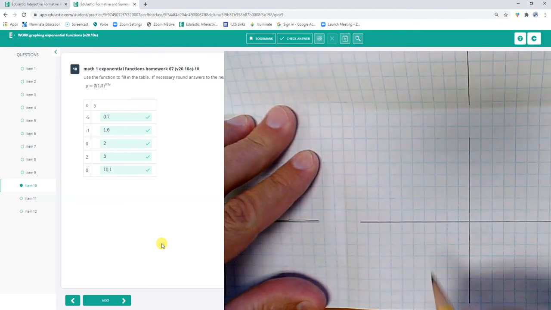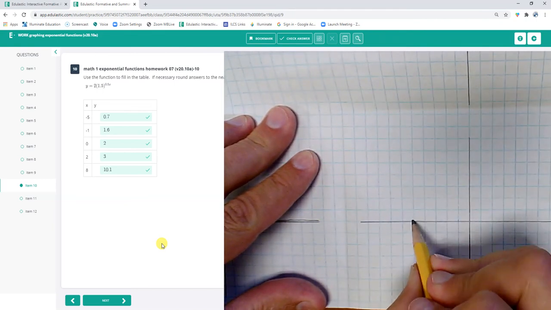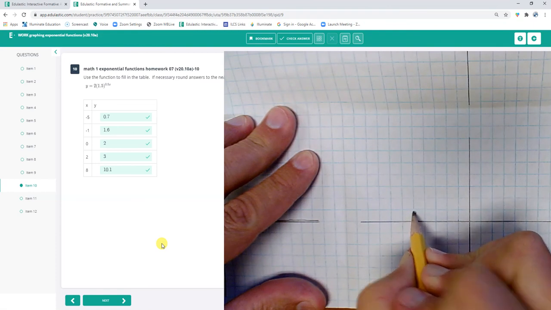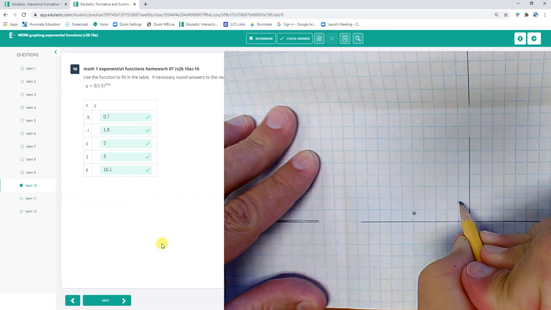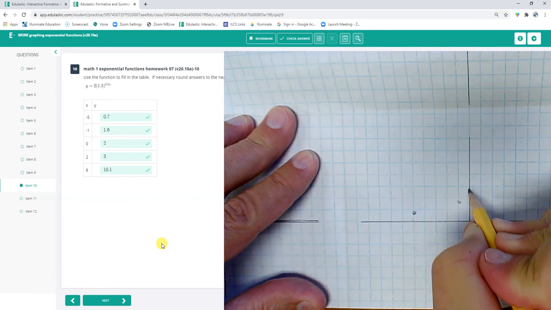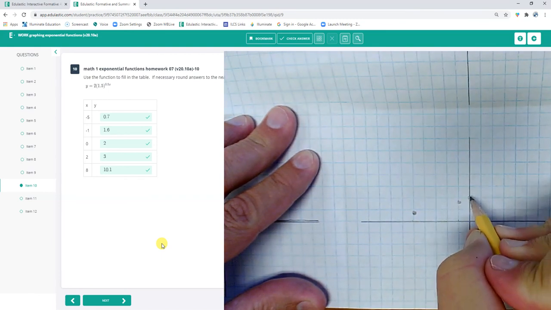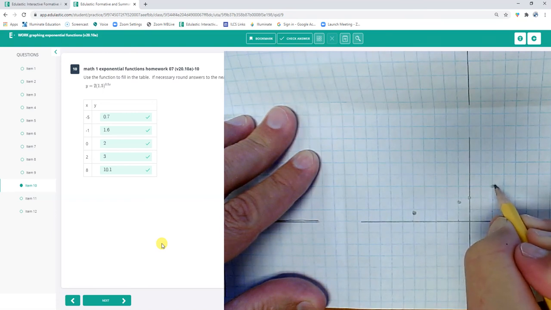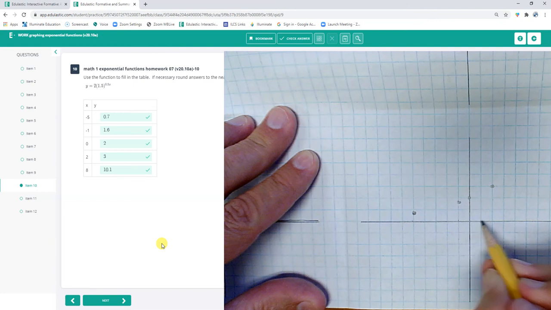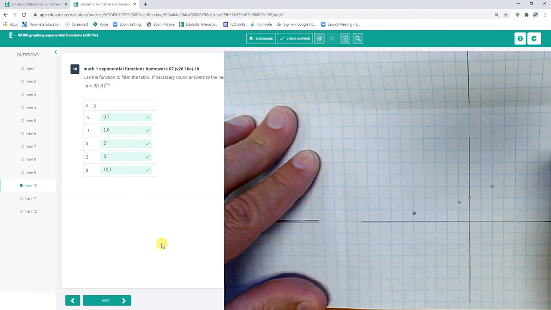-5, I'm at 0.7. 1, 2, 3, 4, 5. -1, I'm at 1.6. 0, I'm at 2. At 2, I'm at 3. And at 8, I'm at 10. 1, 2, 3, 4, 5, 6, 7, 8. 1, 2, 3, 4, 5, 6, 7, 8, 9, 10.